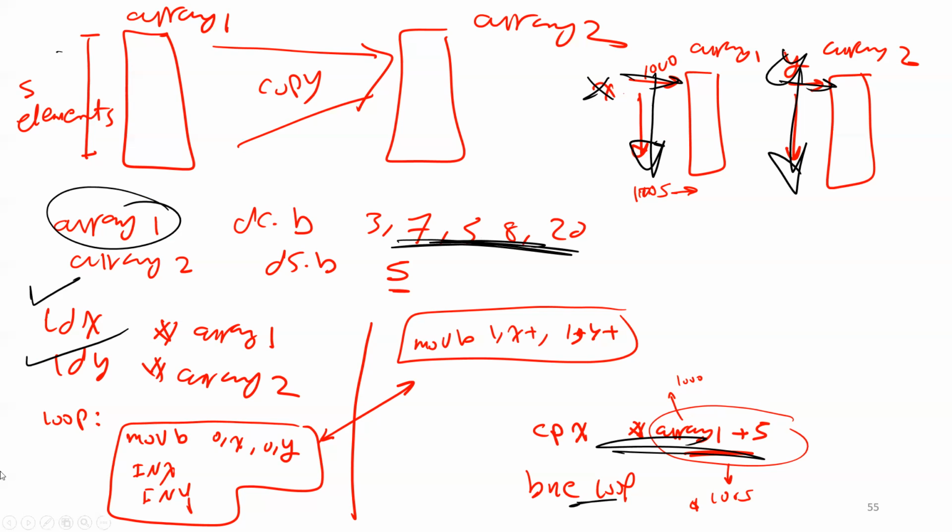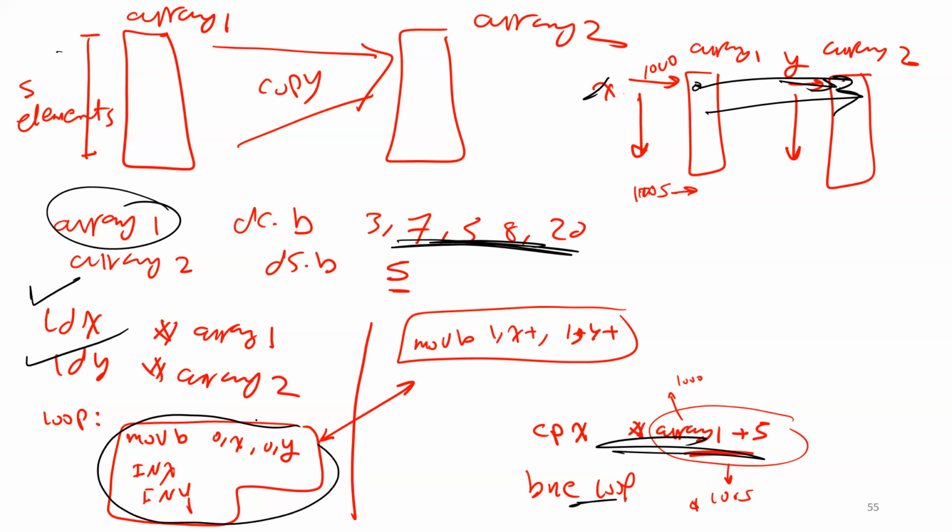Look here, guys. I have to copy a byte pointed by X to the location pointed by Y. So I copy one from here, put it here. One from here, put it here. So I have to copy a byte pointed by X to the location pointed by Y, and then I have to increment X and increment Y, because both of them are moving. Any questions?